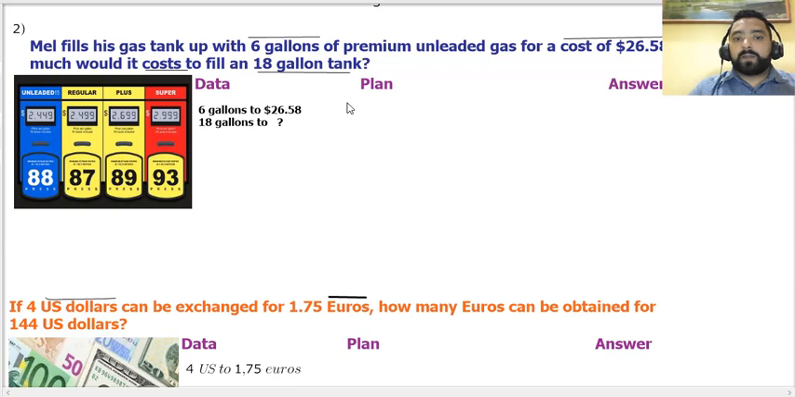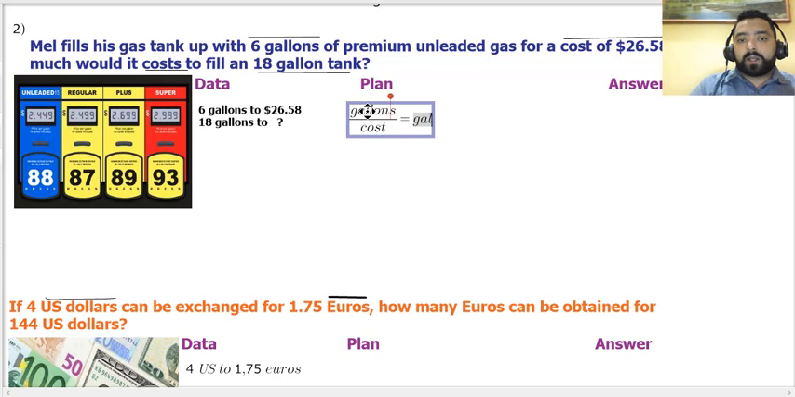So in the plan, we already have the data here. In the plan, we are going to compare the gallons over the cost. Okay, so we are going to represent gallons over the cost, and this one is going to be a proportion.